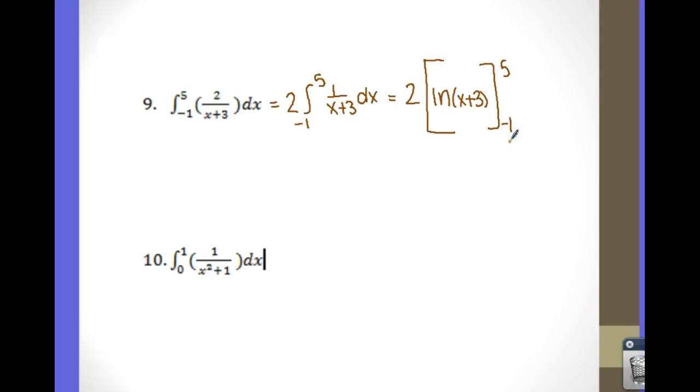I put this in big brackets because you have to take that 2 and tack it along. When you do your f of b minus f of a, that 2 either has to go to both f of b and f of a, or you have to double it at the very end. So I treat it like a 2. F of b is the ln of 5 plus 3, which is 8, minus the ln of -1 plus 3, which is 2.